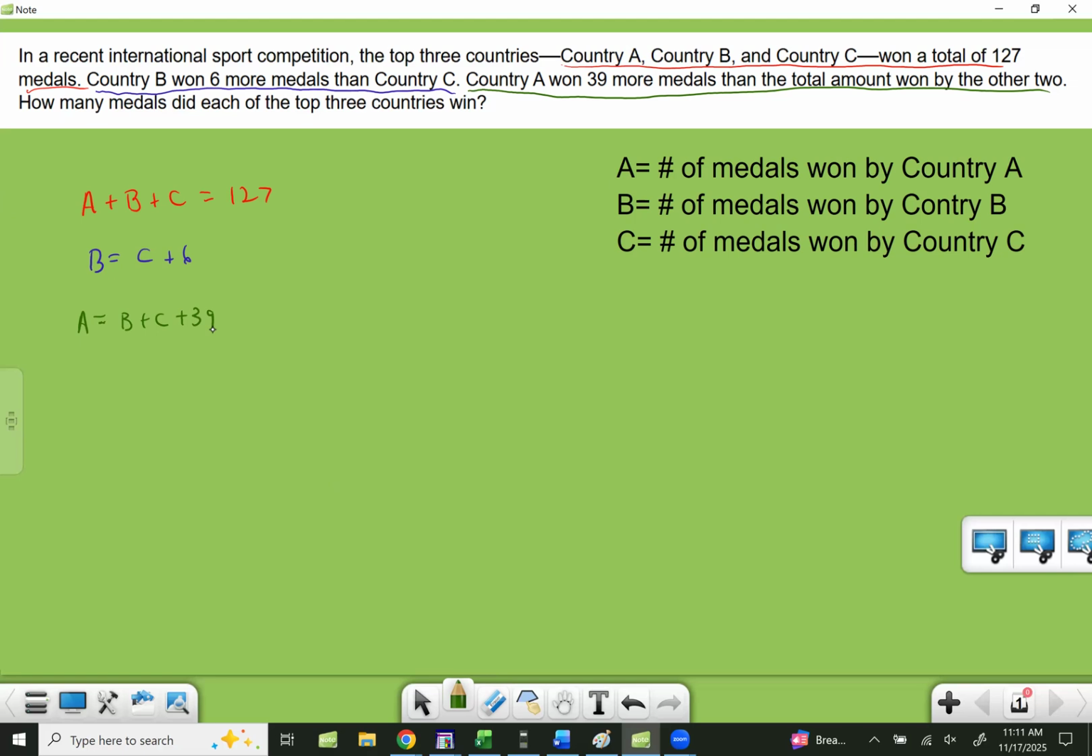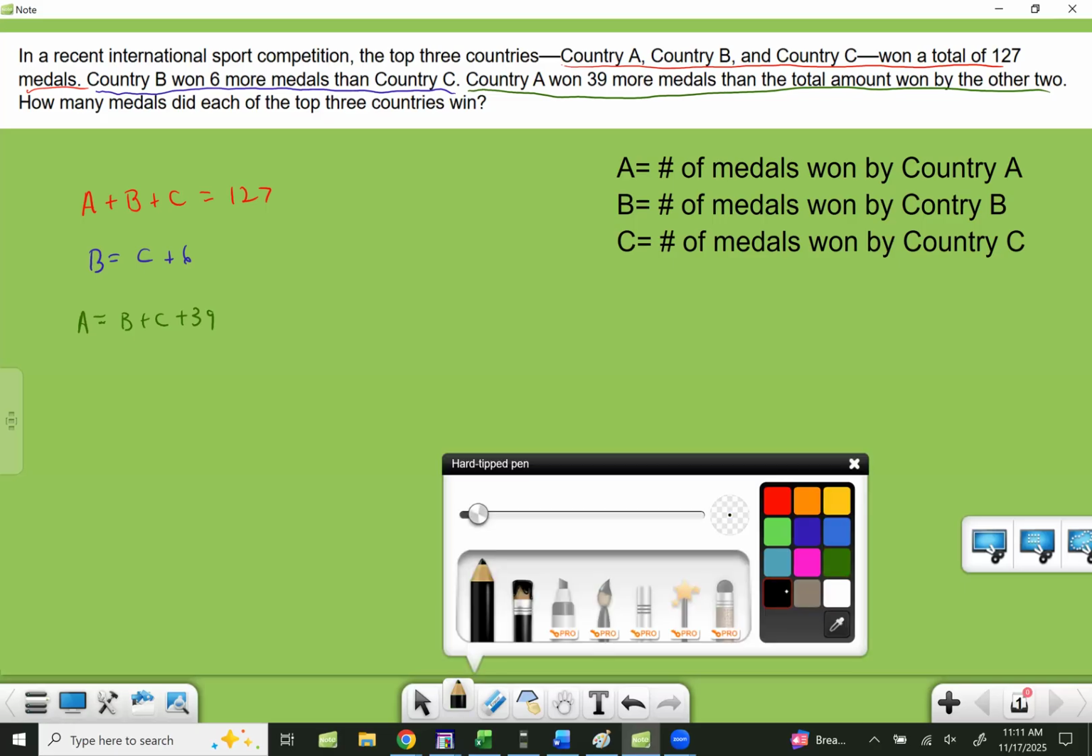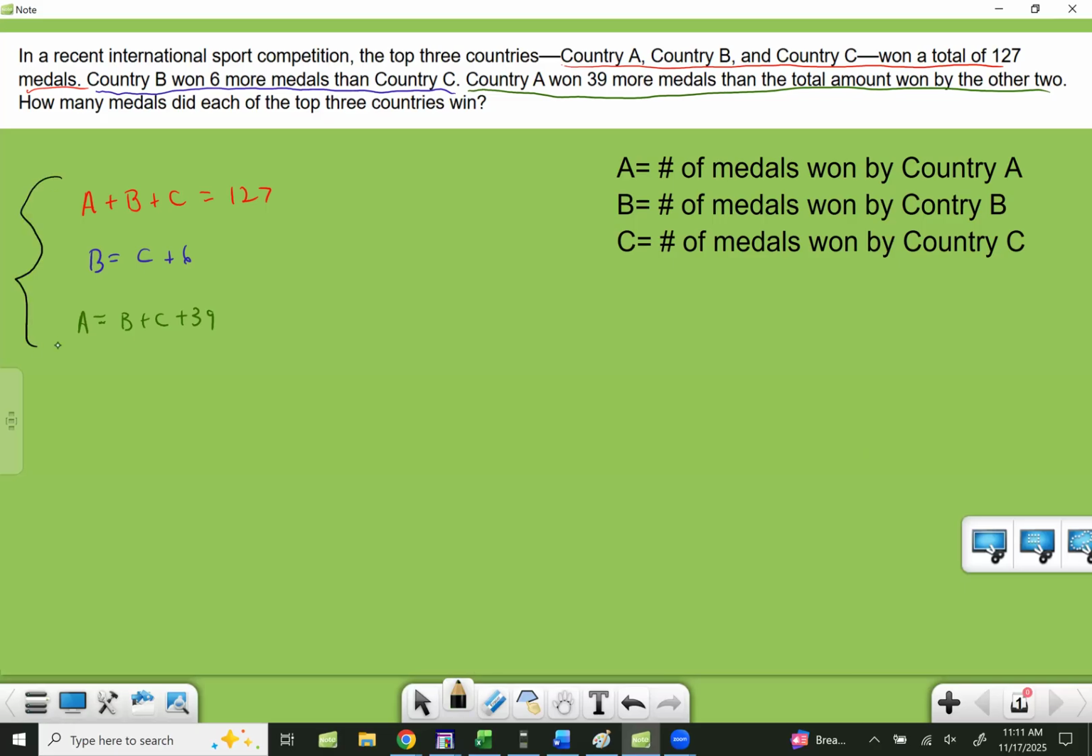So here's our 3 equations for our system, okay? Now, what we can do is we can do a lot of different things. I might start off by doing substitution. So I notice right here that I know what B is, right? Well, let me just stare at this and see if that's what I want to do, actually. Here's what I'm going to do.